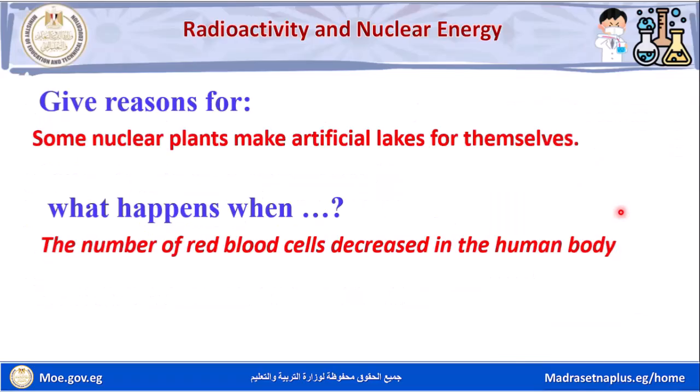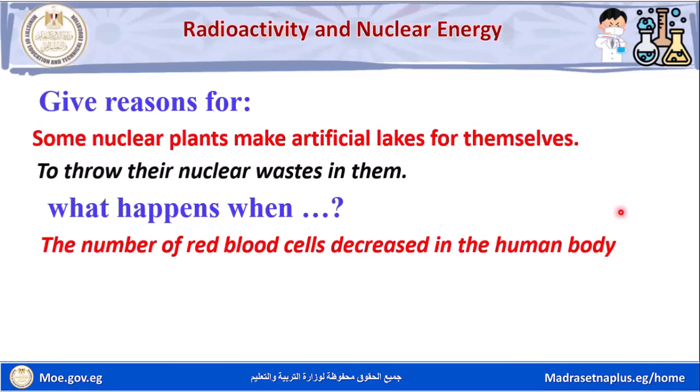Give a reason: some nuclear plants make artificial lakes for themselves to throw their nuclear wastes in them. And question: what happens when the number of red blood cells decreases in the human body?